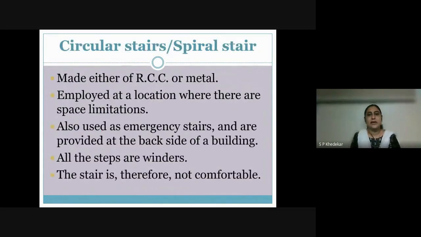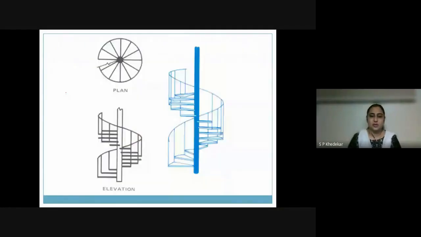Circular stairs or spiral stairs are made mainly of metal. They can also be made of RCC. They are generally located where there are space limitations. Most of us have seen this type of staircase used for emergency purposes like fire safety, at the backside of the building. In this case all the steps are mostly winders, and the stair is therefore not comfortable. As we can see over here, all the steps are winders and completely circular.